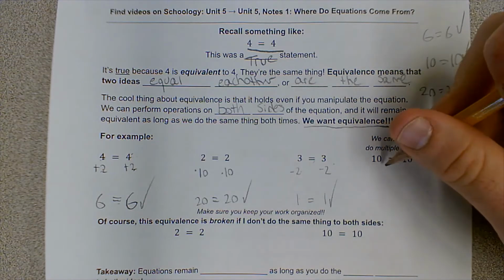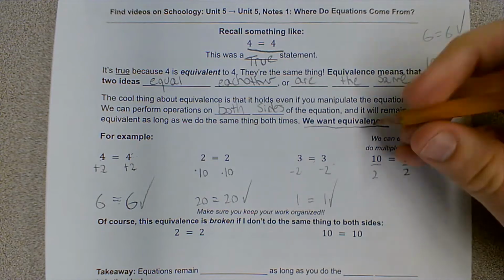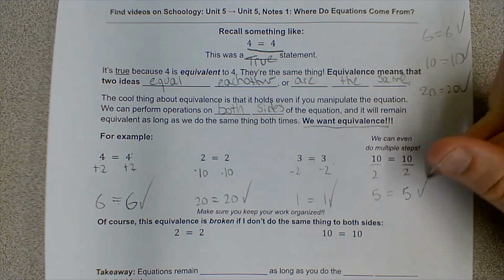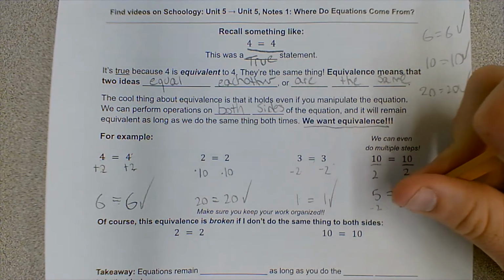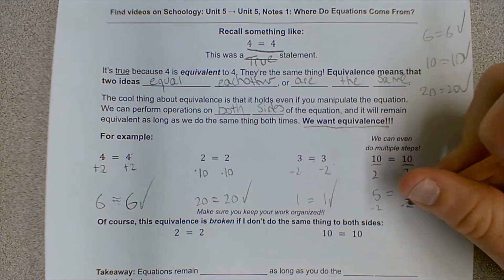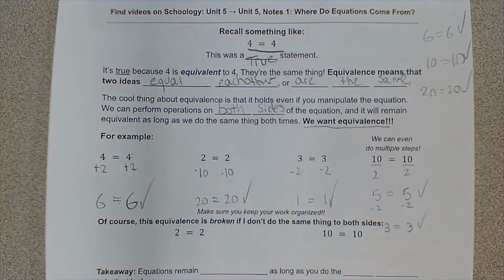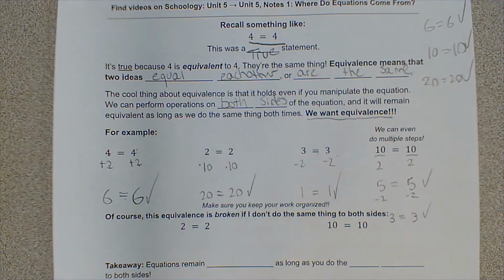Let's say I want to start by dividing both sides by 2. Okay, since I'm doing the same thing on both sides, my answer will be 5 equals 5. That's equivalent. First step done. I could do as many steps as I wanted to, but I'm going to do one more step. Let's subtract 2 from both sides. Minus 2, minus 2. I have 3 equals 3. Answer under my work. Equivalence is maintained. We did everything right. Awesome job.